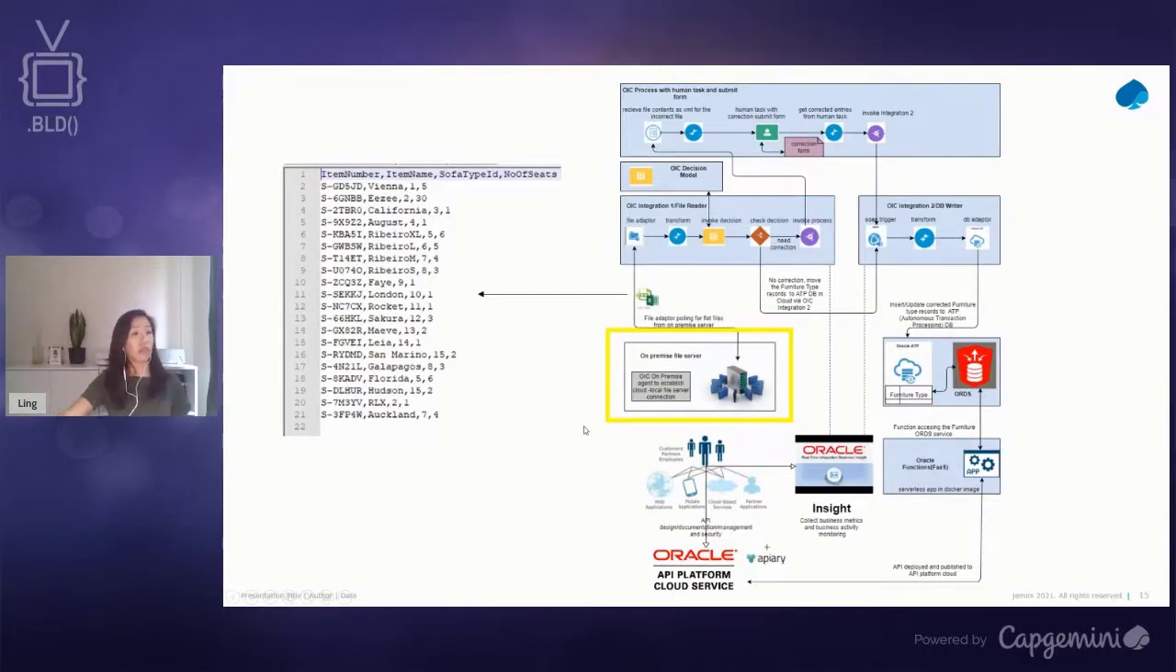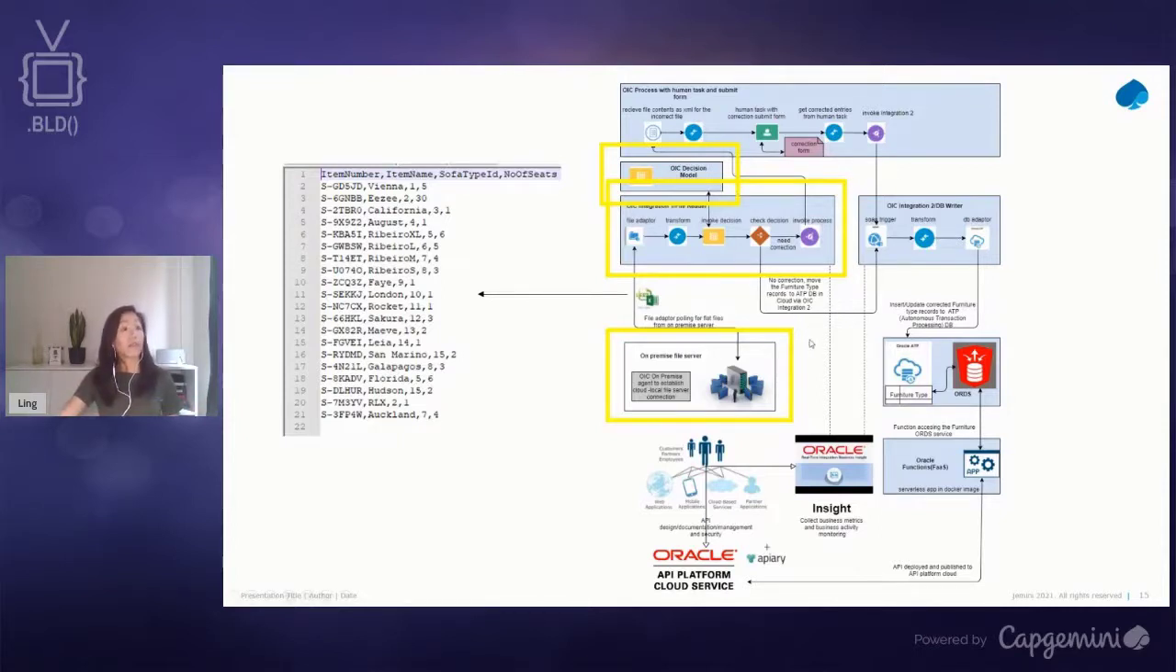First, we have the file server where the file is placed. Then we have an integration over here that has a file adapter that polls a location on my local machine for this file. And once the file has been picked up, it is sent to the Oracle decision model. And this decision model contains all the business rules to decide whether the content is correct or not.